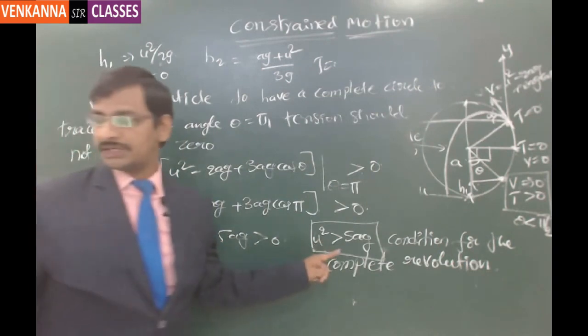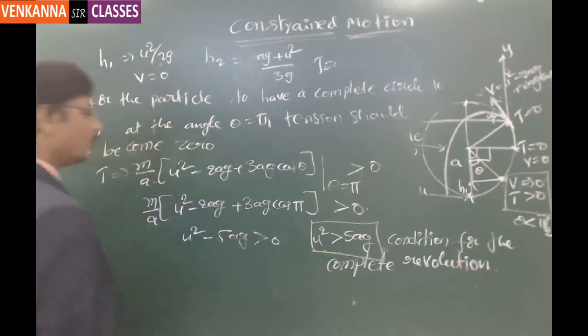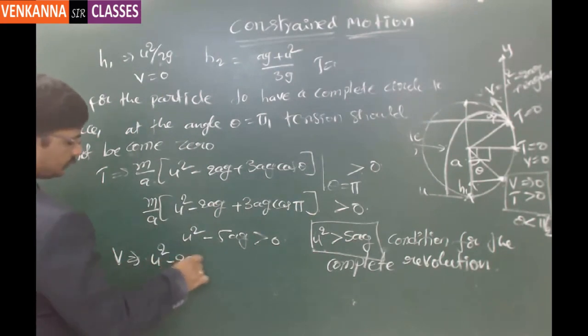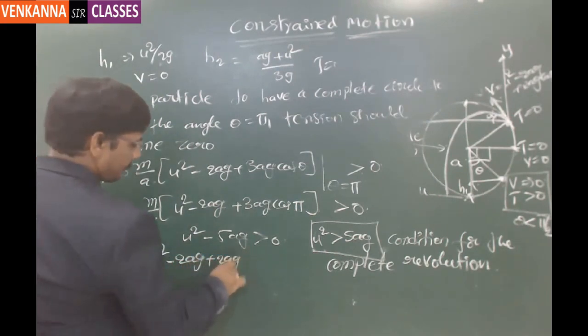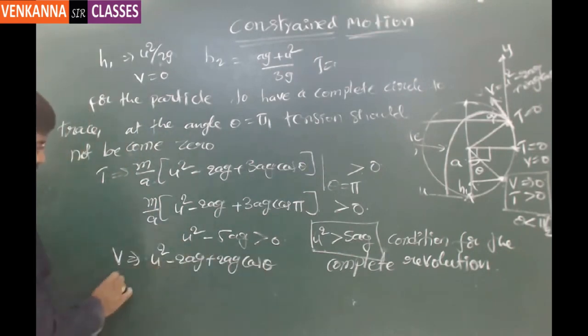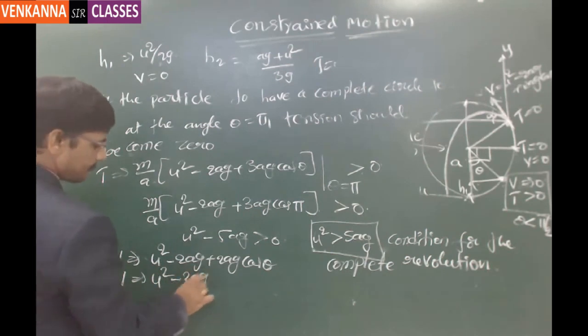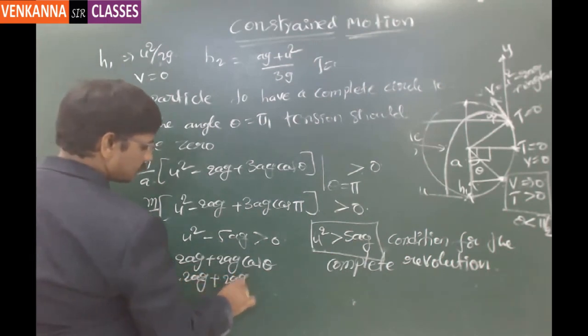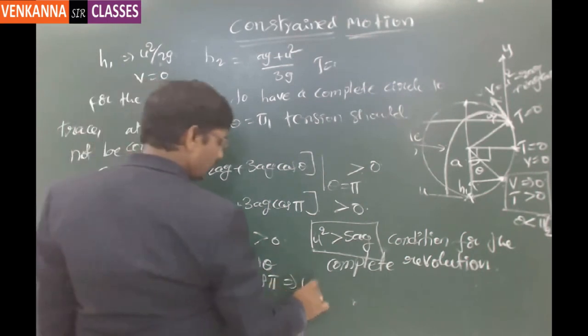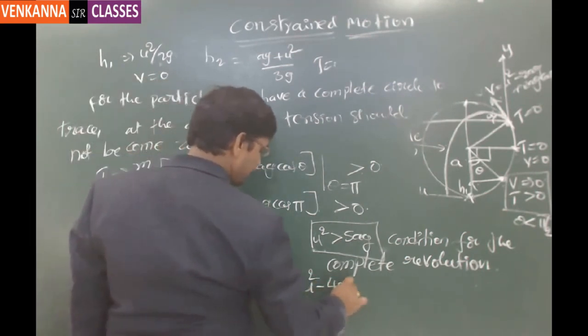Now at this location, the velocity squared equals u square minus 2az plus 2az cos theta. So this is the velocity. Now if I substitute theta equal to pi in this particular case, u square minus 2az plus 2az cos pi, this is going to be u square minus 4az.